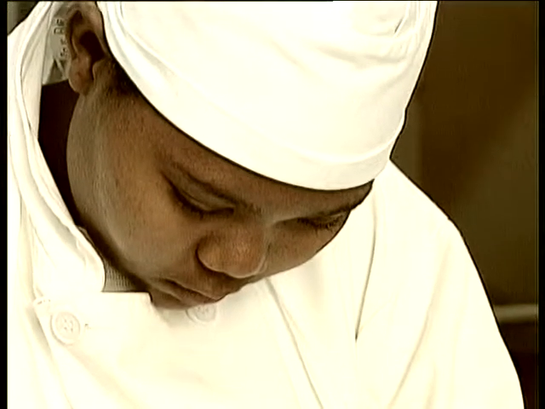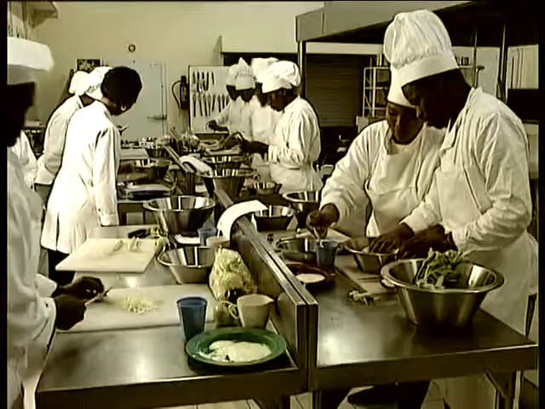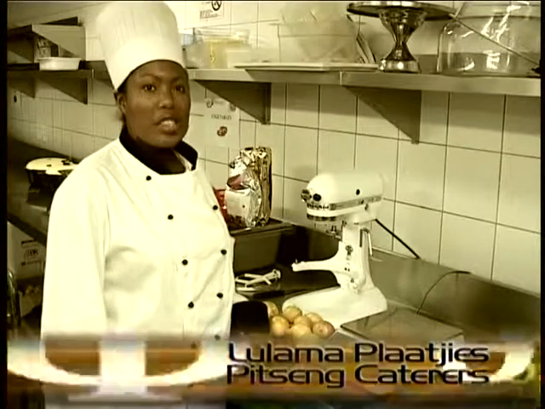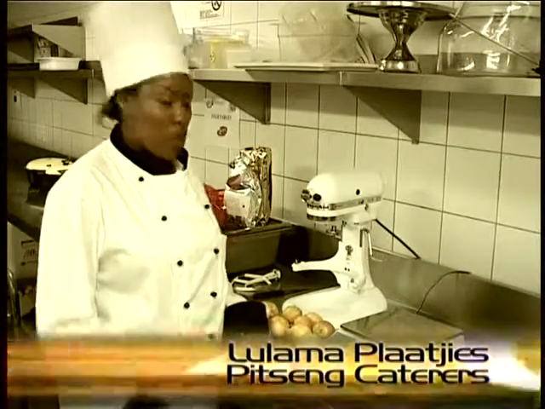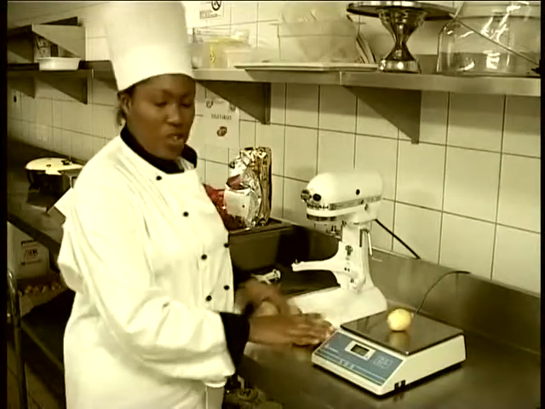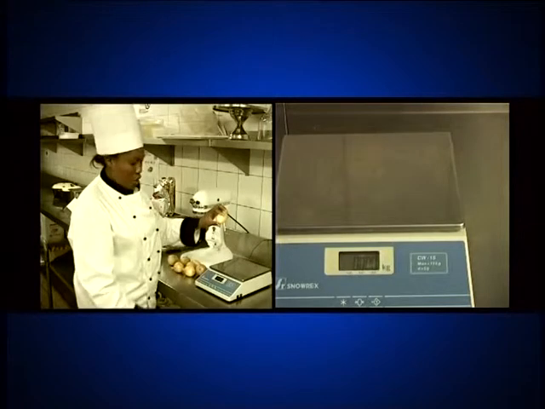When you're cooking, you need to know important skills such as measuring. We found out how to use a kitchen scale from Lulama Plachis, head chef at this branch of Pitzeng Caterers. My recipe calls for a quarter kilo. That's about 250 grams. So I'll show you how we measure the onions. You must first check that your scale has a decimal, and then it's 0 at the moment.